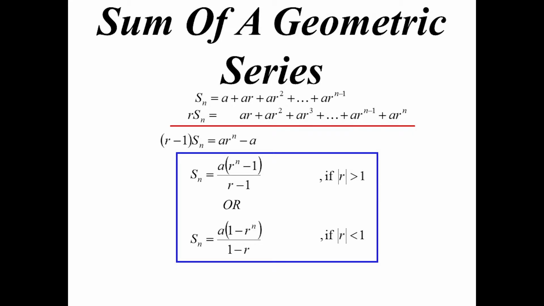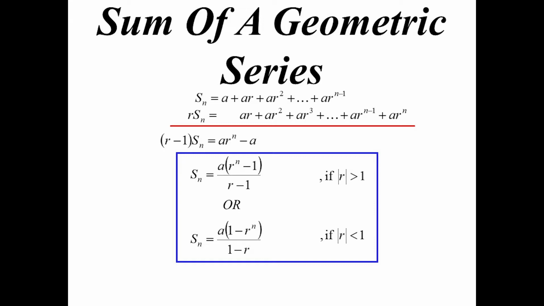If it's less than 1, we swap it round. Notice how it's now 1 minus r to the n over 1 minus r. Now all we've really done is multiply top and bottom by negative 1. It's the same formula. And then we tend to use that if the ratio is less than 1.